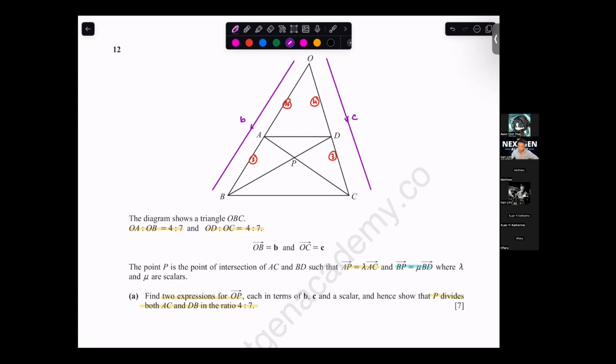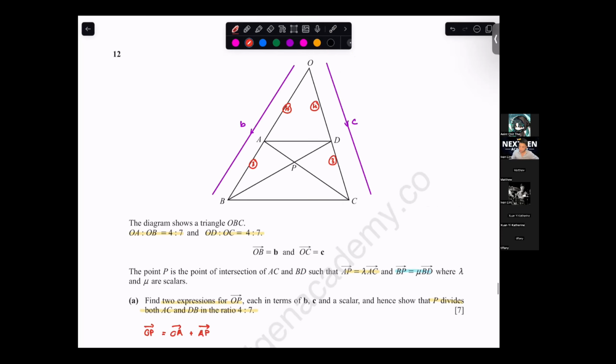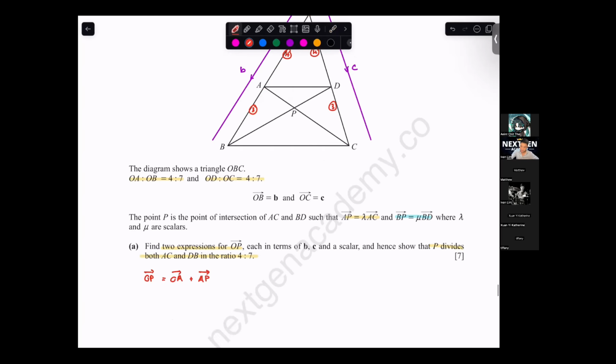Okay, how can I find OP first? They gave us this AP and BP also. So we need to use some sort of direction that goes here and goes here also. Okay, so what will you do? You can do it like this: OA plus AP or OB plus BP. So write these two expressions first. OP is equal to OA plus AP. Okay, what is OA? OA is equal to 4 over 7 b.